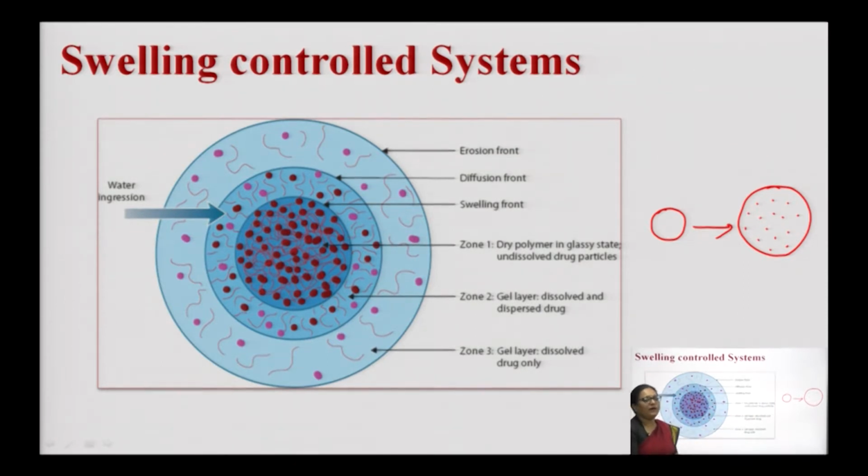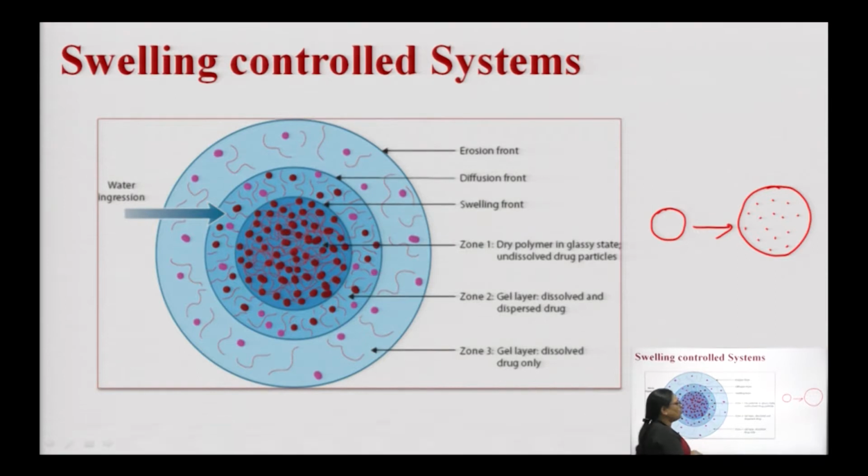Further, during the drug release process, we can identify or define three different zones within the system. The innermost zone, or zone 1, is the swelling control system comprising dry polymer in a glassy state, and the drug is dispersed in this dry polymer intact. The red color depicts undissolved drug here.